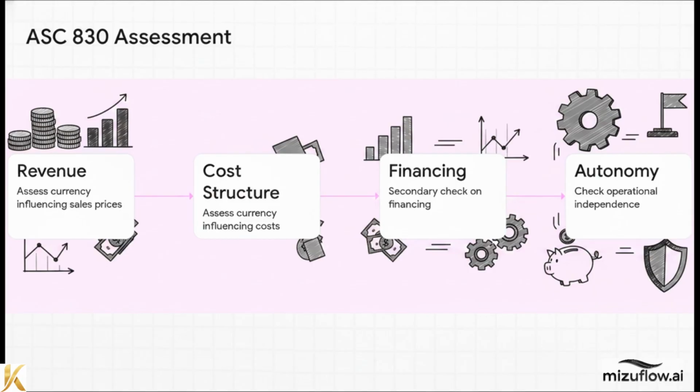First, we examine the revenue side. Second, we look closely at the cost structure. Third, we weigh the financing. And finally, step 4, we determine operational autonomy. These are the exact steps auditors take, and they are exactly what we're going to do right now.